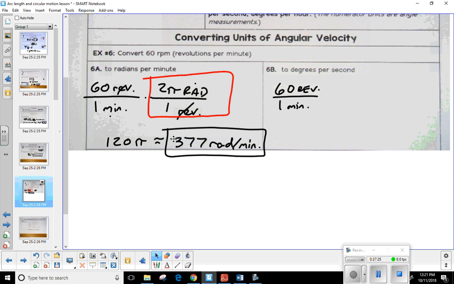And remember, the order in which you do these does not matter because multiplication is commutative. So you could get rid of the revolutions first, or you can convert the minutes first. It's whichever you want.